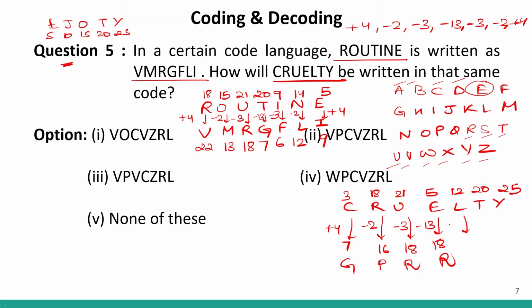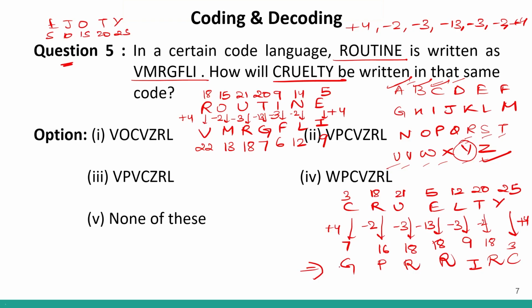Then over here, I'll go again -3. If I go -3, I'll go to the 9th position, we have I. Correct? Then over here, T, I'll go -2. So I'll go to 18, which is again R. And over here, I'll go +4. So from Y, if I move +4, it will be 1, 2, 3, 4, which is C, which is at the 3rd position.